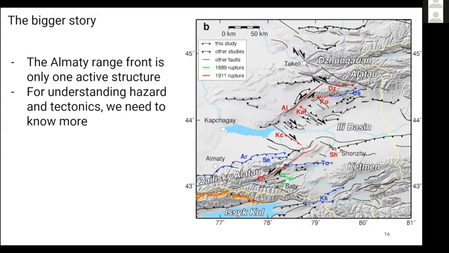But let's step back a little bit and have a look at the bigger picture of the regional tectonics, what's happening there. So here is the Almaty fault that I just talked about in the past 20 minutes. But as you can see here in this basin, it's called the Ili Basin. So this is the Ili River here, and this is the Ili Basin. There are many more faults. And if you want to understand the local tectonics and the seismic hazard, we have to have a look at the other faults as well, right? And that's what we did.